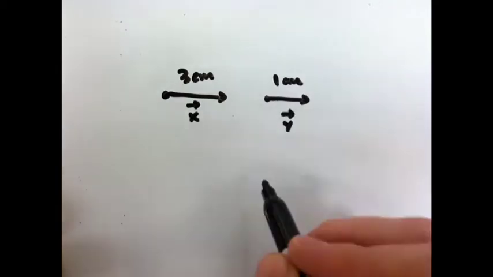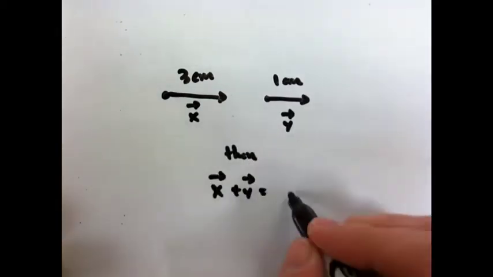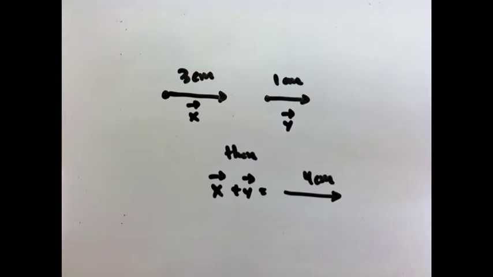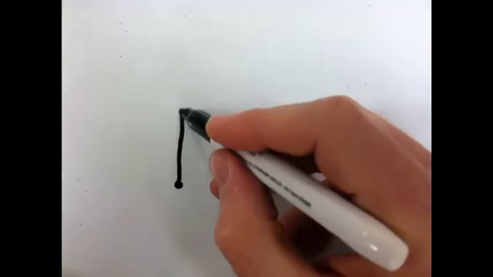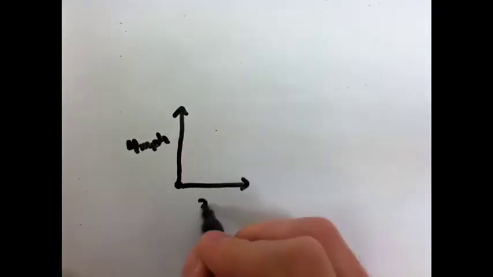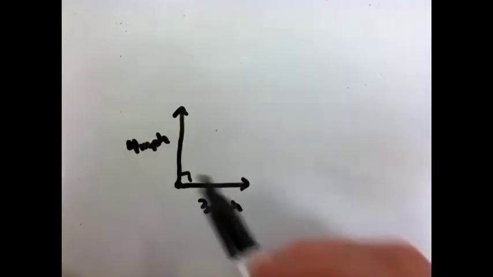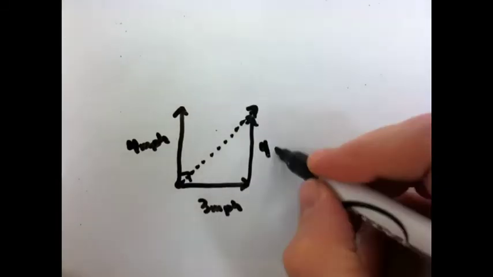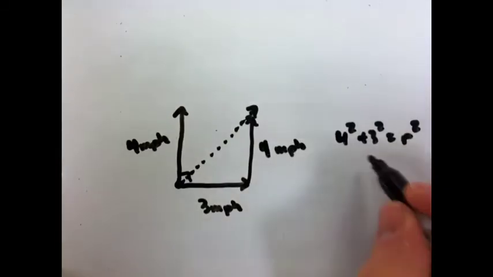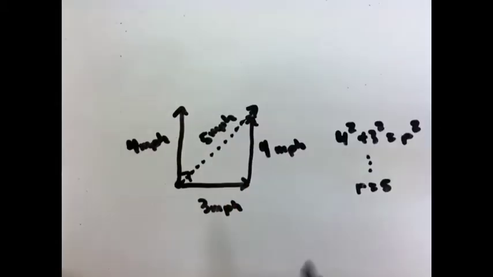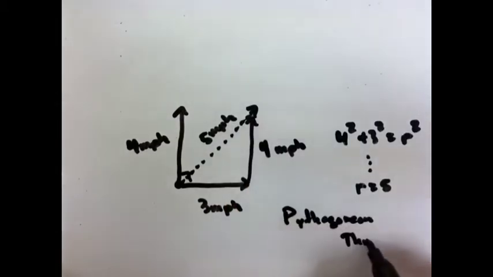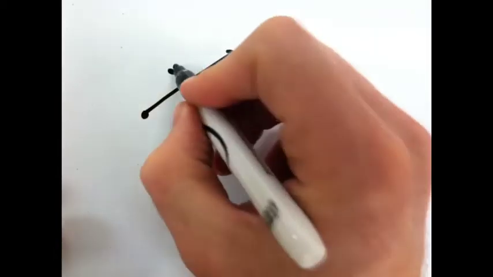If you had two vectors in the same direction, add them up, call it 4 centimeters, and you draw it like so. If they were in opposite directions, you would subtract them. If they're at right angles to each other, the resultant vector can be found using the Pythagorean theorem. So in this case, we have a 3, 4, 5 triangle. You'd also want to find your angle. I didn't do that in this case.